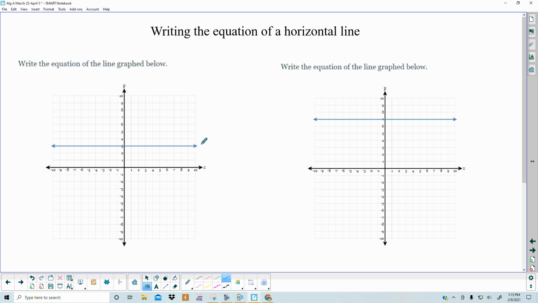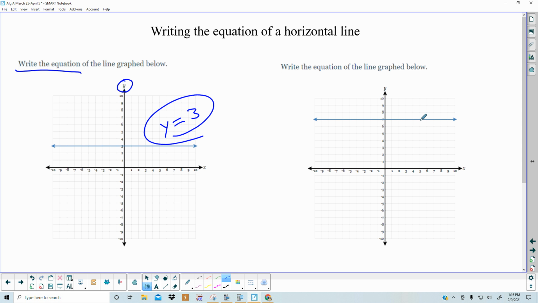Here they're giving you the line. It's horizontal, it only crosses the y, so what you're supposed to do is write the equation for this line. Well, it only crosses the y, so it's y equals 3, where it crosses the y-axis. That's your answer. You're done. There's nothing more to do.